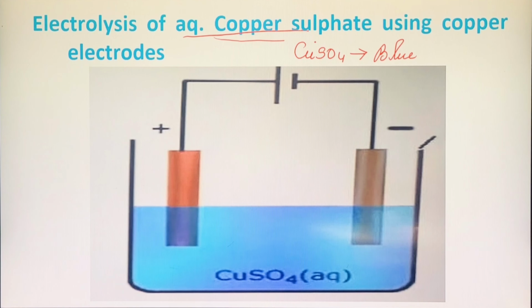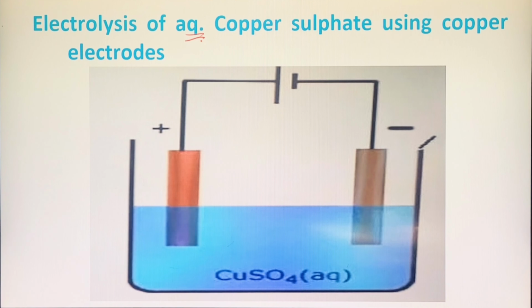Now please remember, this blue color of copper sulphate, the cation that is responsible for it is Cu2+ ion. So please remember this throughout the chapter, that whenever we are doing electrolysis of copper sulphate, if they ask you in the exam which is the cation responsible for that beautiful blue color that copper sulphate gets, it is Cu2+ ion. So today we'll be doing the electrolysis of aqueous copper sulphate.